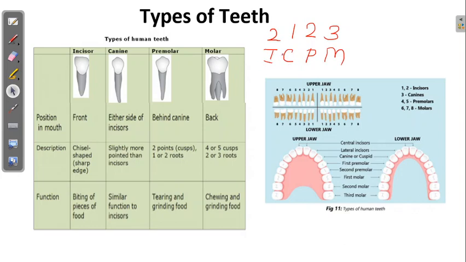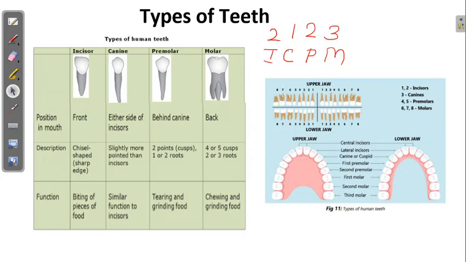I remember this as ICE CREAM, because I am confused about whether incisors or canines come first. So 2-1-2-3, ice cream: two incisors, one canine, two premolars, and three molars.